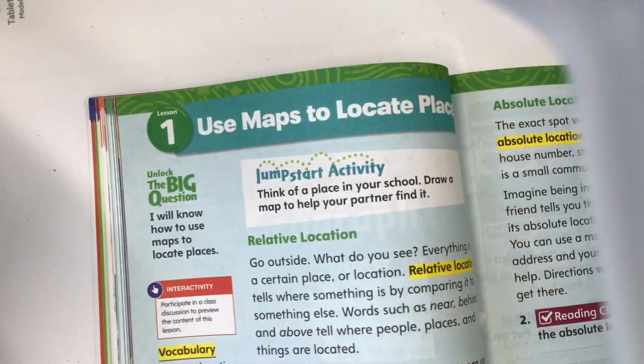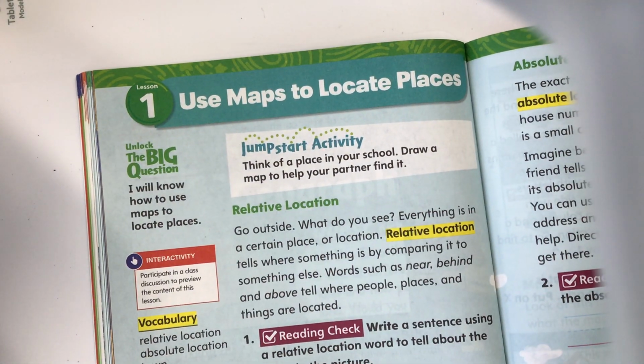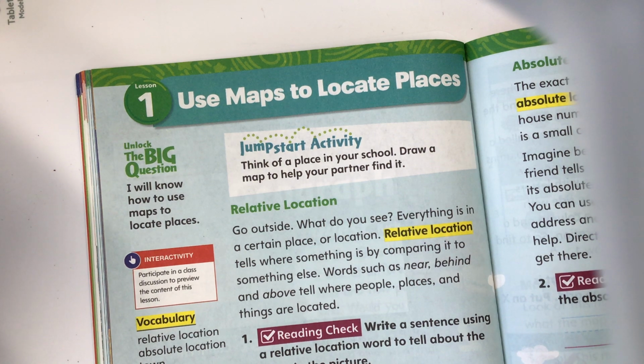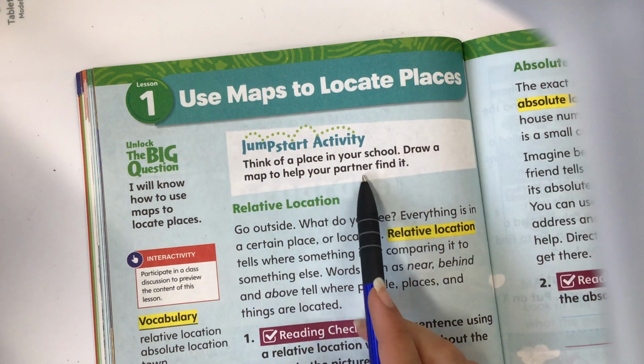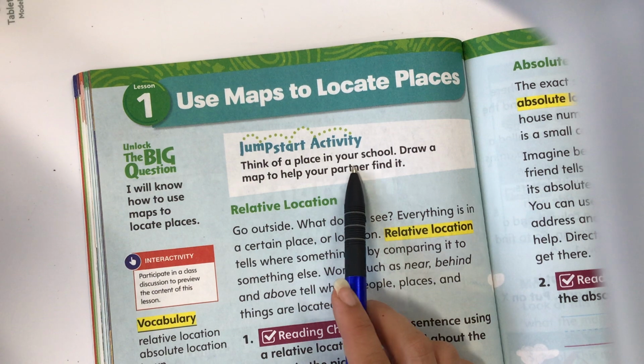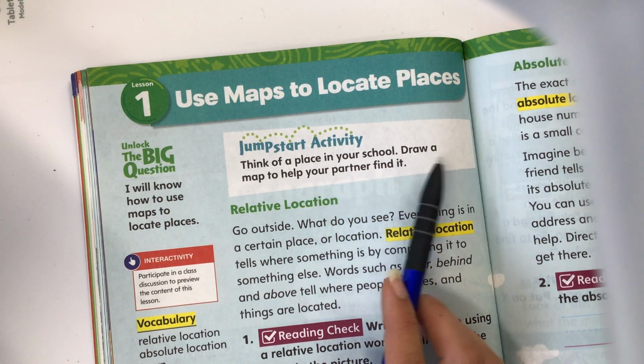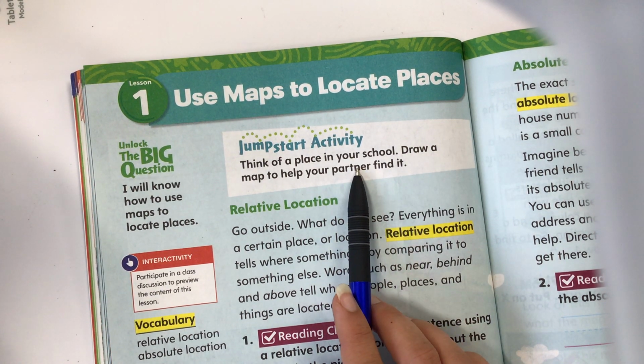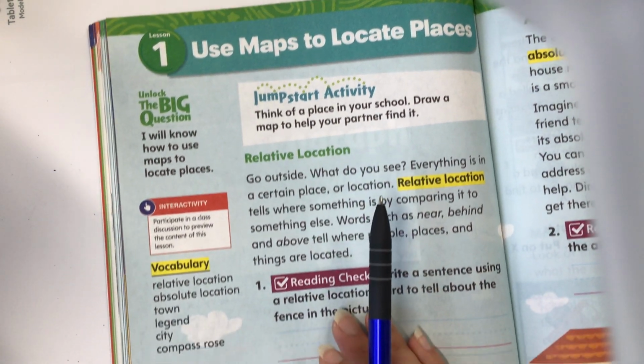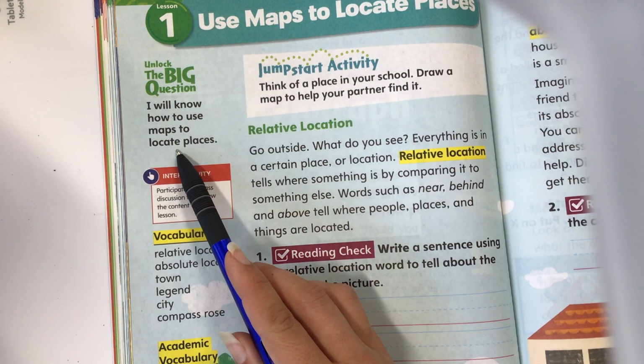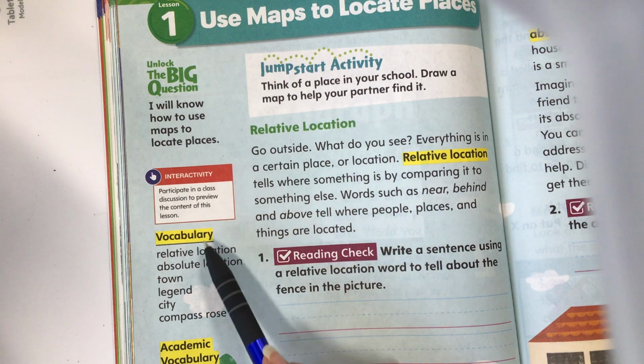Let's look at page 38. Use maps to locate places. Think of a place in your school. Draw a map to help your partner find it. This would be fun to do with something in your house. So draw a map and maybe hide some treasure in your house and have a brother, sister, or mom and dad try to find it using the map. That would be really fun. I will know how to use maps to locate places.